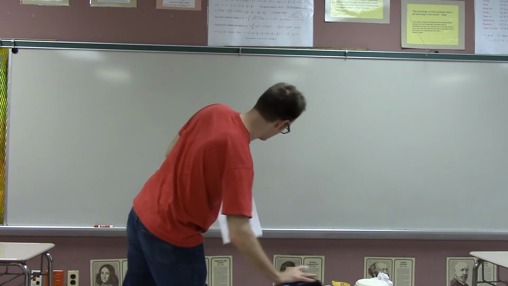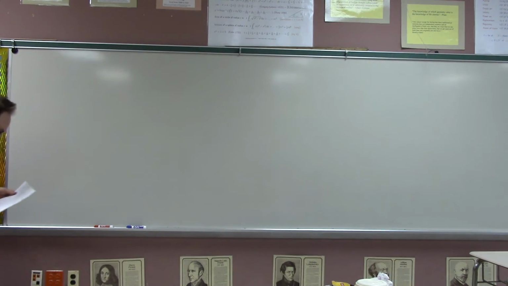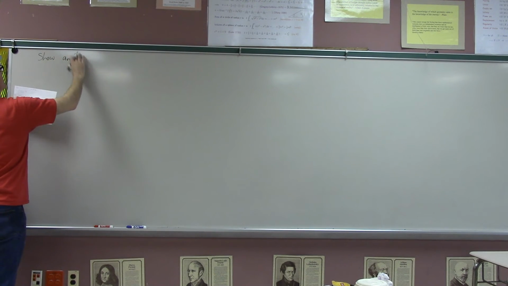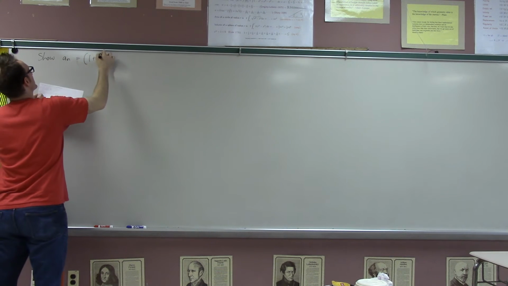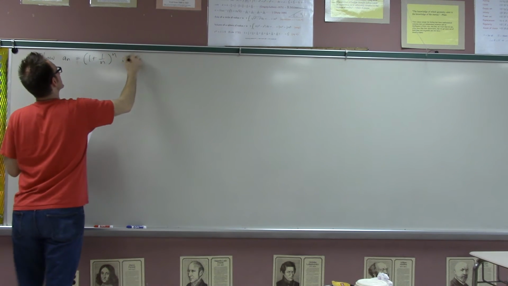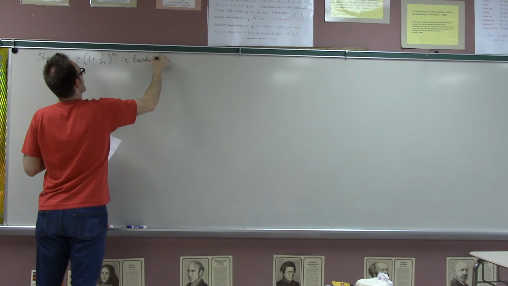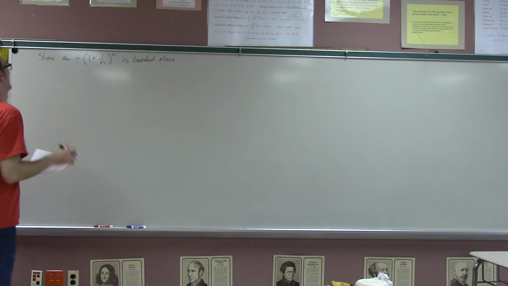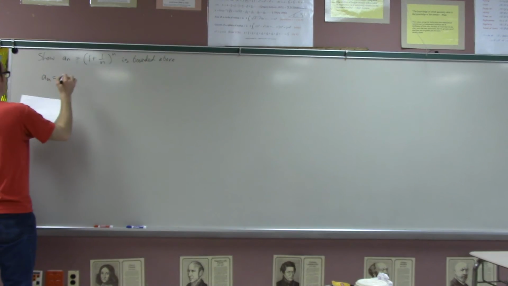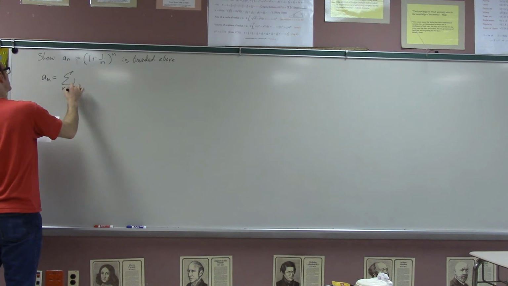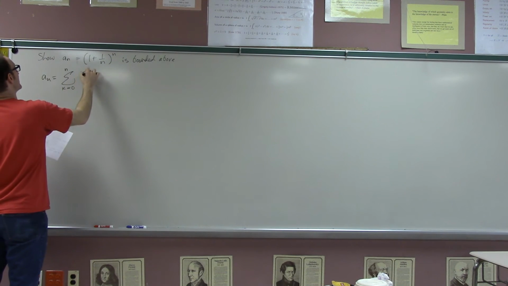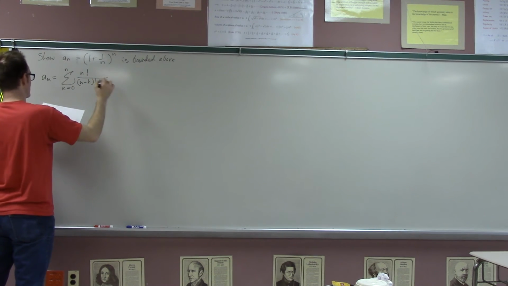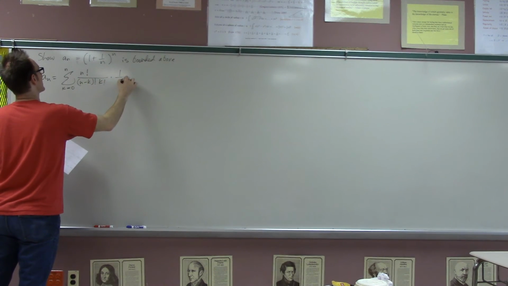Why is this sequence less than 3? So, show a sub n equals 1 plus 1 over n to the n is bounded above. Alright, well, the only thing I can do is just do the binomial theorem again, right? So, if we expand this out, this is the sum from k equals 0 to n of n factorial over n minus k factorial k factorial times 1 over n to the k.